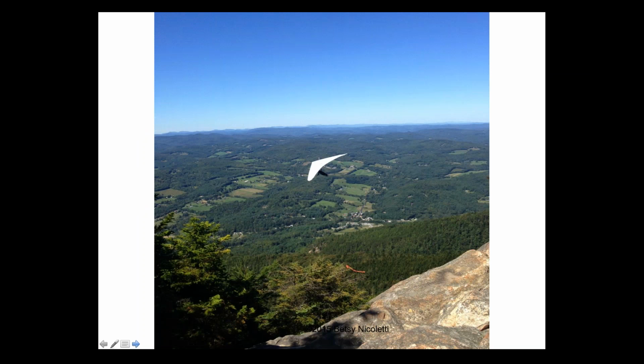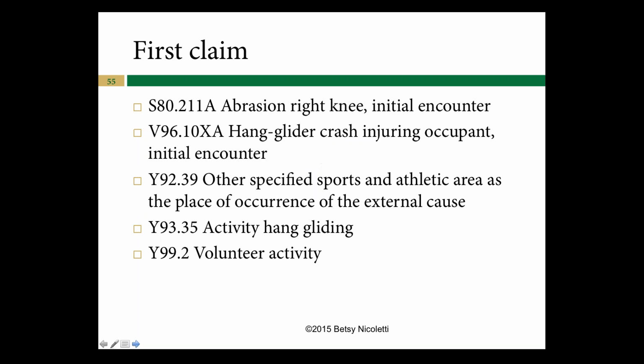So how are we going to code for this claim? I didn't want to give this gentleman any bad karma, so I gave him a very minor injury. Abrasion, right knee, initial encounter. We have that A on the end of it. We know it's an abrasion, not a contusion, not a laceration, not an open wound. No sprain.